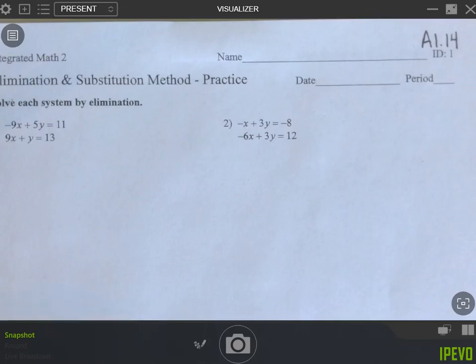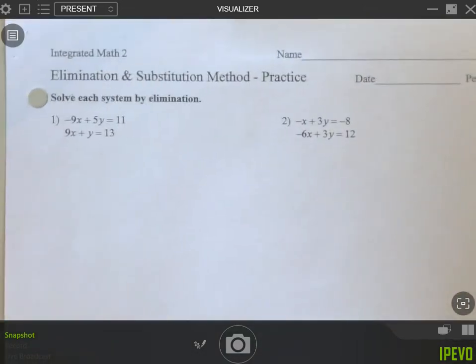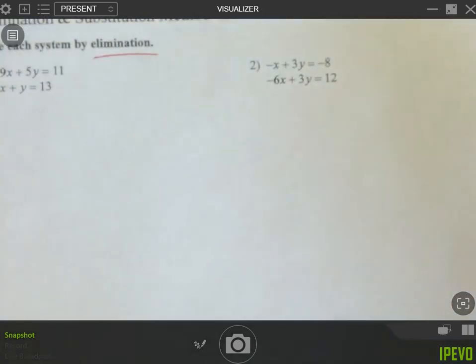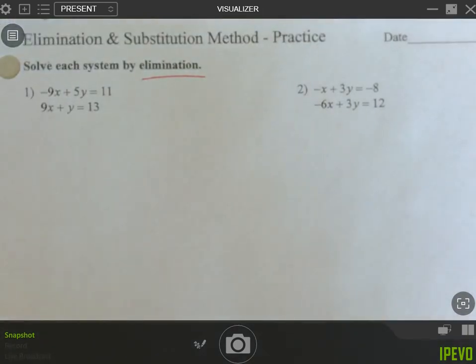All right, so we're on A1.14. These are our practice problems with elimination and substitution. We start off with elimination. That is the method you need to use. And I will give you these reminders, and we're going to move to another problem.